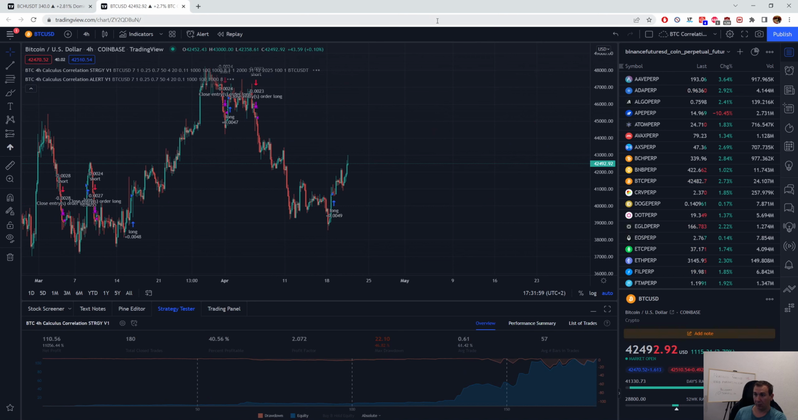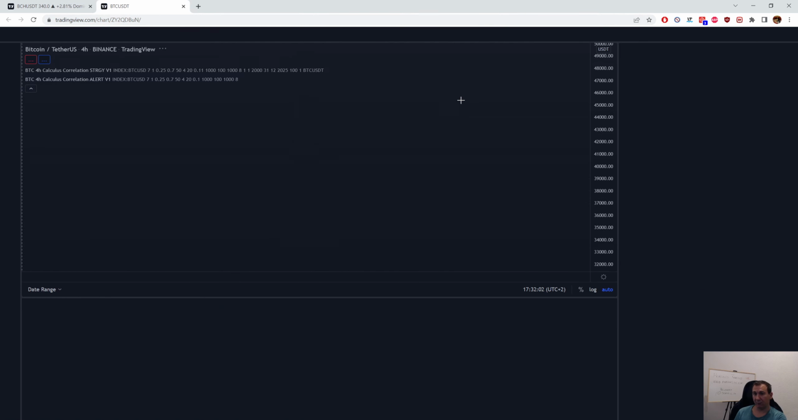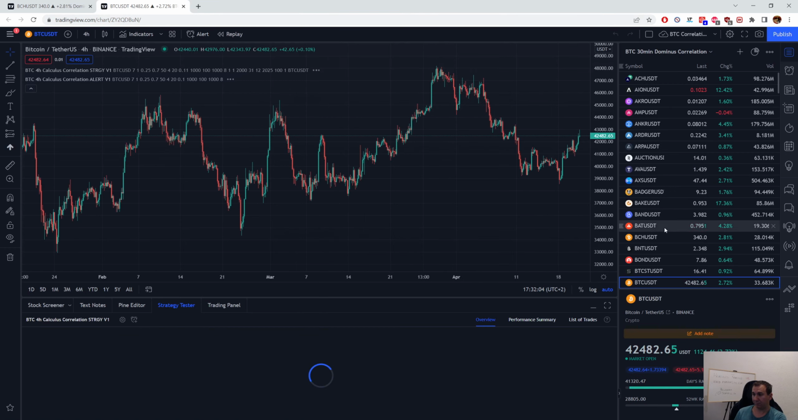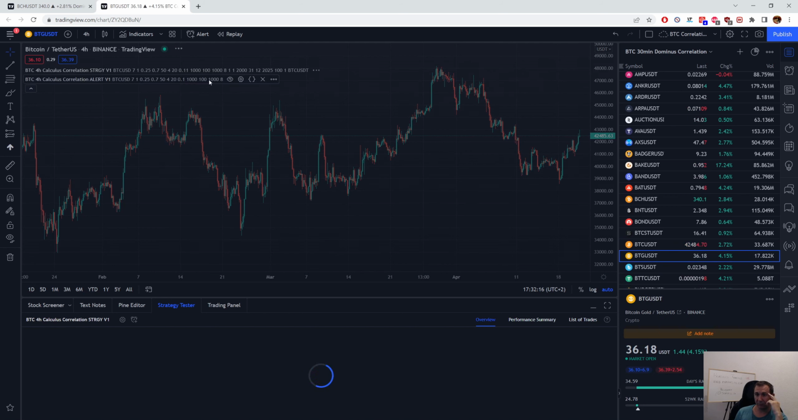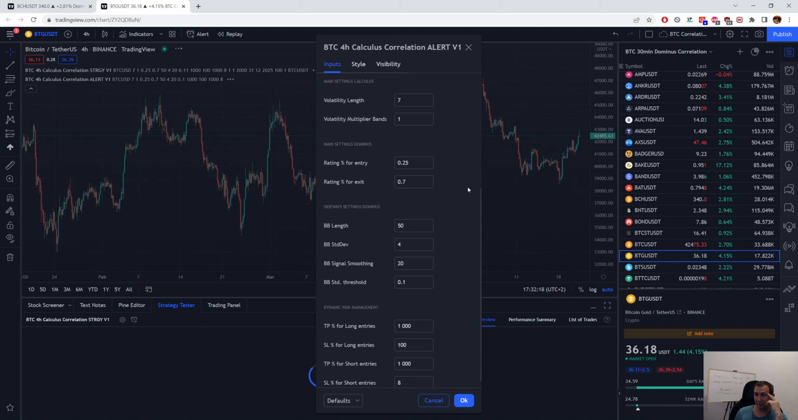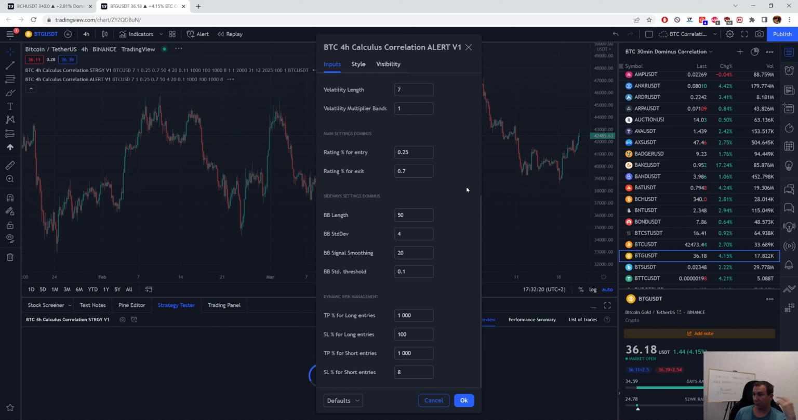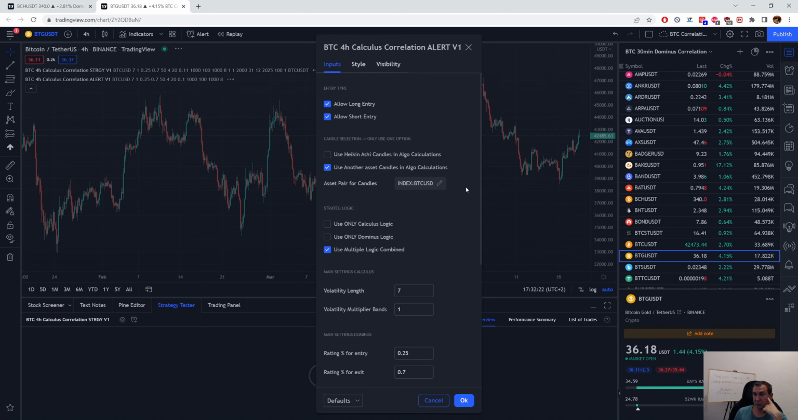I'm using 4 hours. For some reason, it looks like TradingView has stopped working again. I don't know what is wrong with it. Just have a little bit of patience. Before, when I was doing all these tests, I had no problem. Now suddenly, it started doing this. Anyway, while it's loading, I'm going to speak a little bit more about the logic.